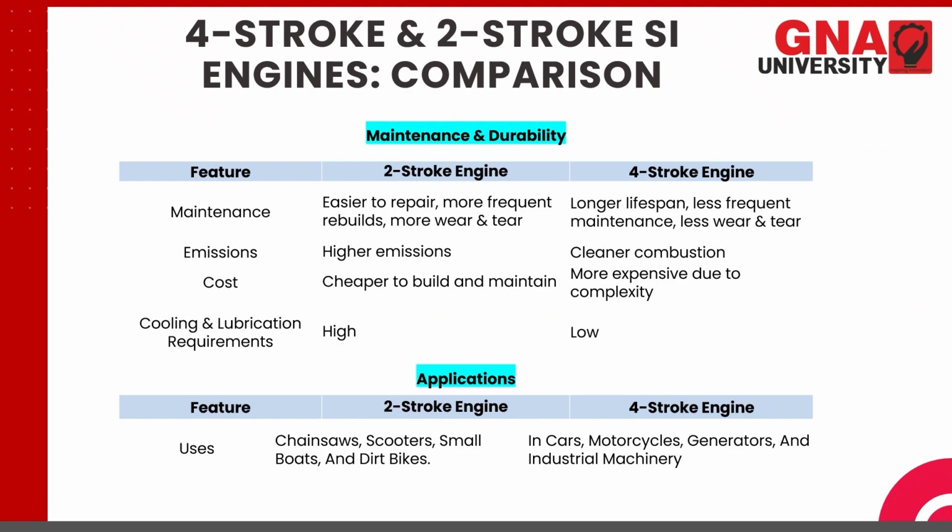Cooling and lubrication requirements: since one power stroke is produced every revolution, 2-stroke engine requires higher cooling. Similarly, 4-stroke engine has in 2 revolutions only 1 power stroke, so low requirements for cooling are there. Application of these engines: 2-stroke engines are used in smaller engines like chainsaws, scooters, small boats, dirt bikes, whereas 4-stroke engines are used in cars, motorcycles, generators and industrial machinery.